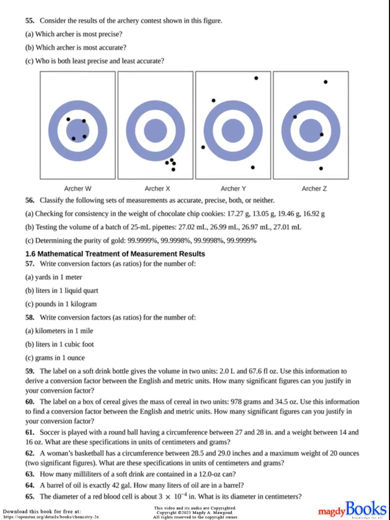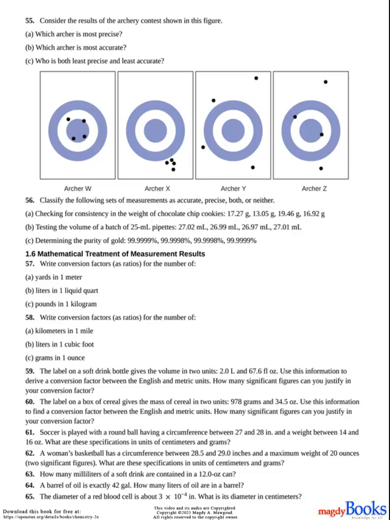55. Consider the results of the archery contest shown in this figure. A. Which archer is most precise? B. Which archer is most accurate? C. Who is both least precise and least accurate? Archer W. Archer X. Archer Y. Archer Z.